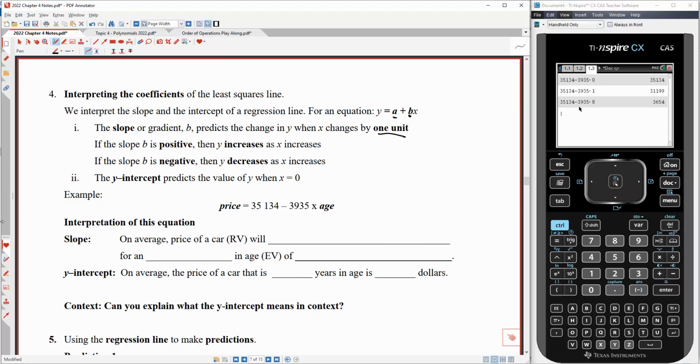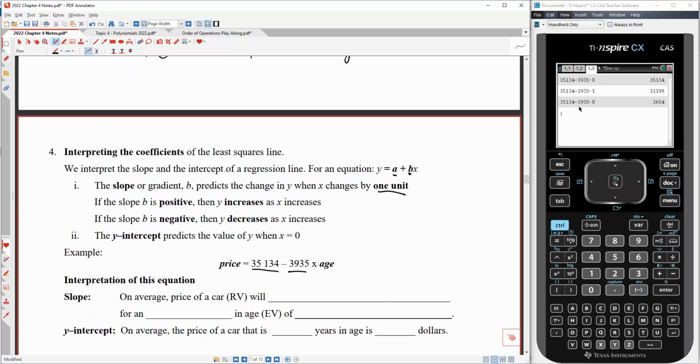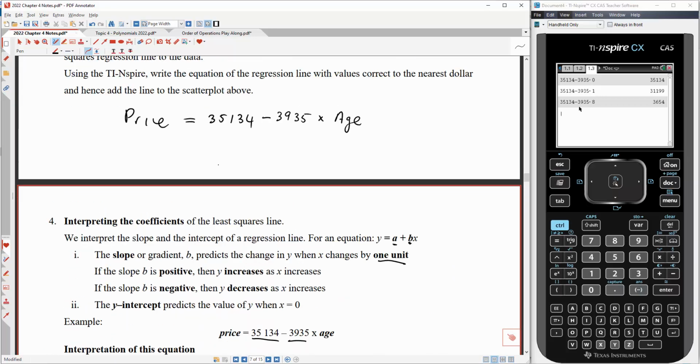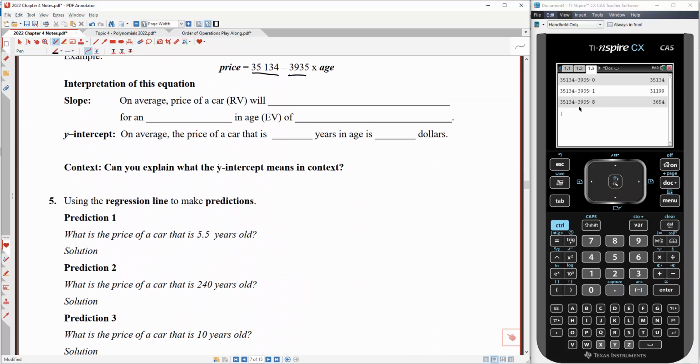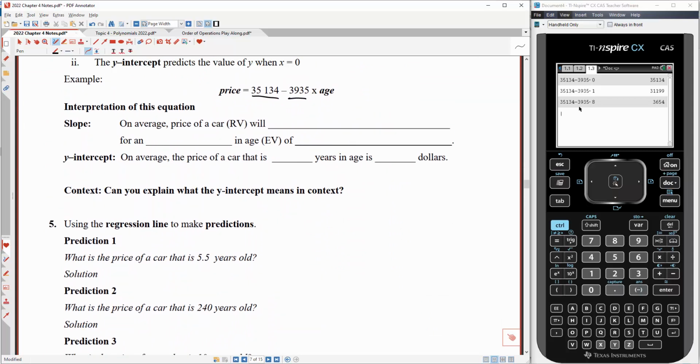All right, so let's use the equation. This is it formally written. This is the same thing as what we wrote down earlier, so it's good to see we got that right. So let's interpret it. On average, price of a car, that is the response variable, will... This is like a script, so you'll use this a fair bit.